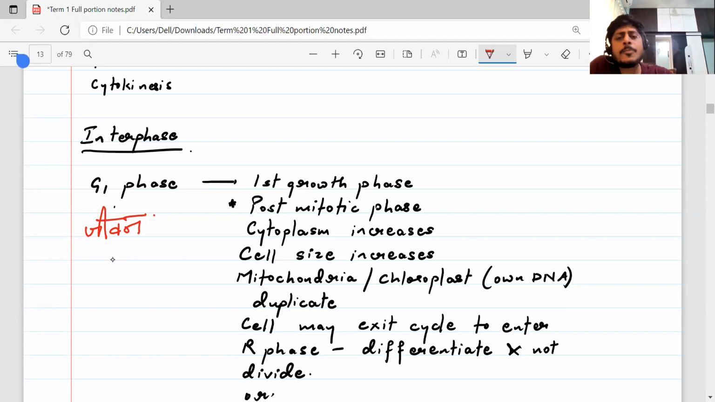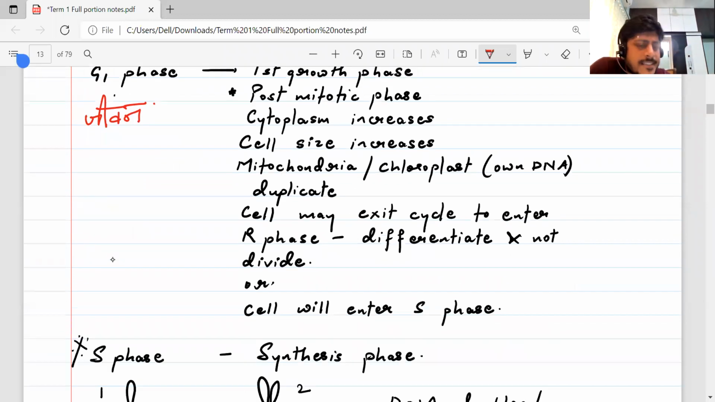Okay. So post-mitotic phase, cytoplasm increases in size, cell size increases, mitochondria and chloroplast, which have their own DNA, duplicate. Now from here, the cell may either leave or the cell will enter into the next phase. When it leaves, it is the R phase. Some people call it the G0 phase also. They differentiate and they do not divide. Differentiate is when a cell assumes a specific shape to perform a function.